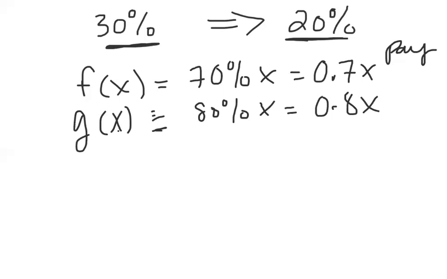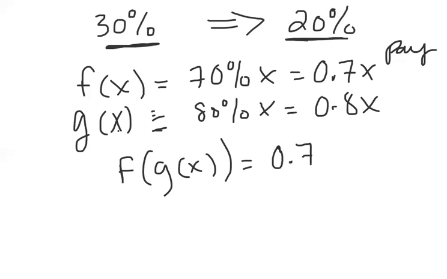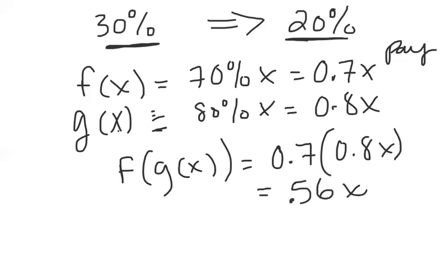So if we were to combine the two discounts together, f of g of x, guys, the combined discount will not be 50%. Rather, it's going to be 0.7 times 0.8 times x. So it's going to turn out to be 56%. Look at that. So the combined discount is actually 44%. It's not 50%. This is a business. They're in the business of making money. So they're not just going to go ahead and give you stuff away like that for free.